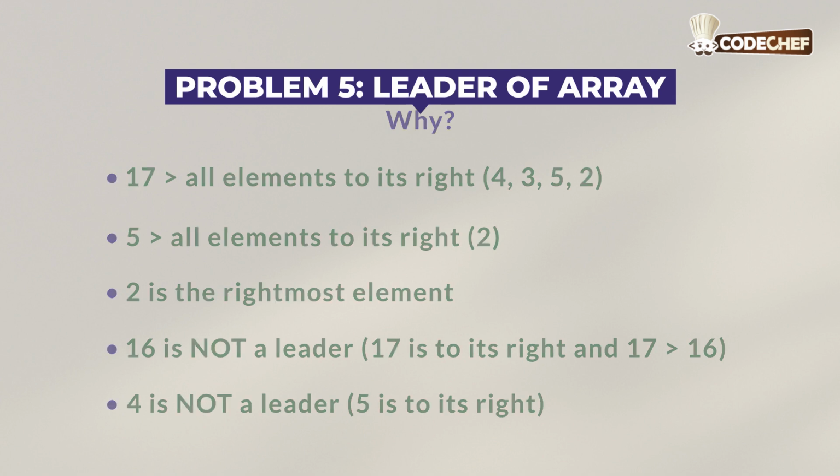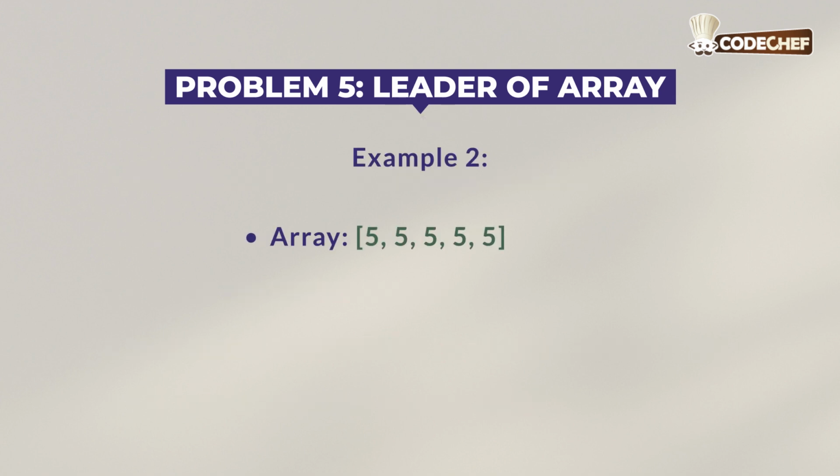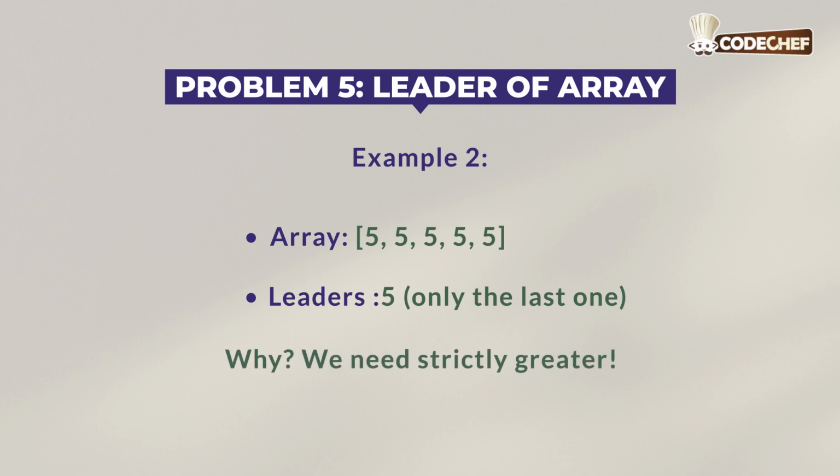Now let's look at an example. Array 5, 5, 5, 5, 5. The leader is 5, only the last one. Why? Because we need strictly greater. So let's look at the approach.